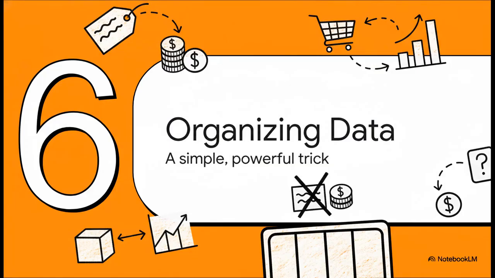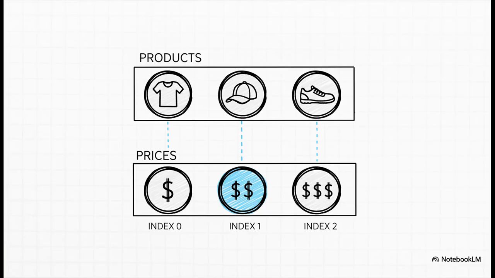So what happens when you have different types of data that are related? Say a product name, which is text, and its price, which is a number. You can't put those in the same array, right? Well, we can use this really clever technique called parallel arrays. The idea is super simple. You just create multiple arrays, and then you use the same index to link the related items across them. So the item at index 2 in one array corresponds to the item at index 2 in the other one.